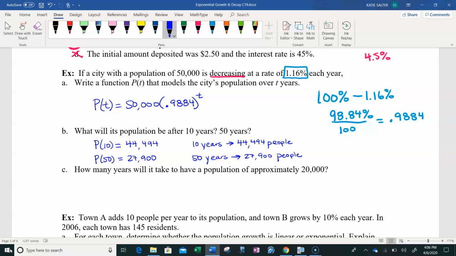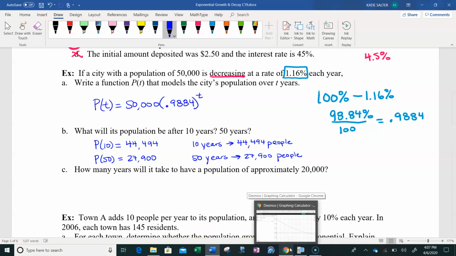Okay, let's return back to the problem at the end of our lesson yesterday. If a city with a population of 50,000 is decreasing at a rate of 1.16% each year, write a function that models the city's population over t years. And then we found what would the population be at 10 years and at 50 years. What if it asked how many years will it take to have a population of approximately 20,000? Again, you could use Desmos or your graphing calculator to figure this out. You're not going to solve this algebraically until you get into Math 3.